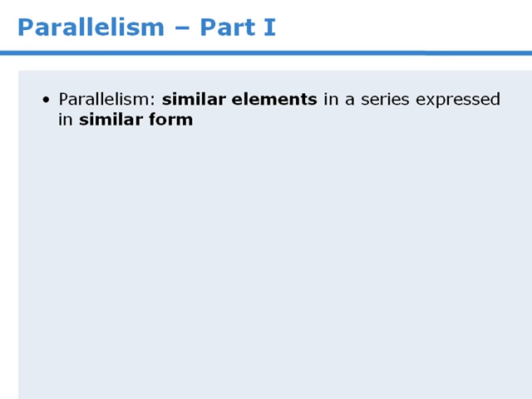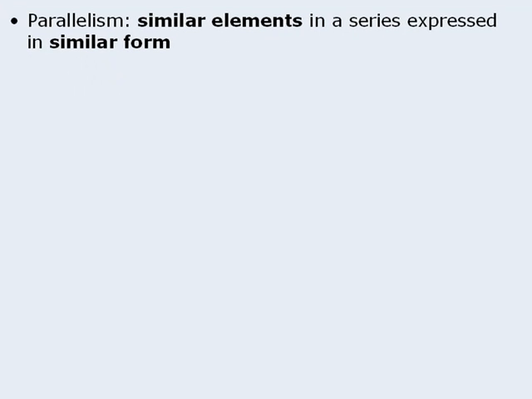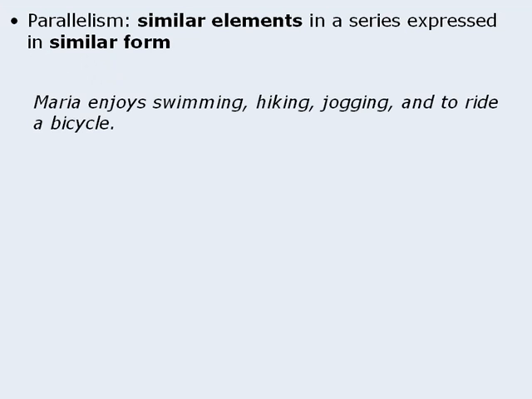In the upcoming series of lessons, we'll examine the very important and often tested principle of parallelism. In short, parallelism is achieved when similar elements in a series are expressed in similar form. Consider this example of faulty parallelism. Maria enjoys swimming, hiking, jogging, and to ride a bicycle.